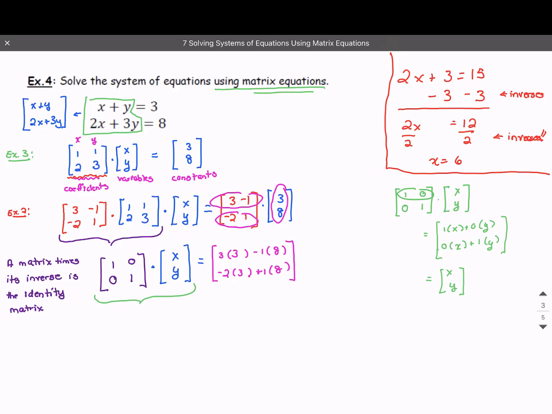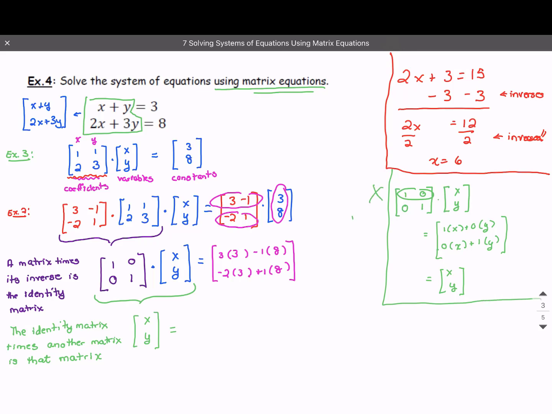Now we should know that answer is x, y already because we know that the identity matrix times another matrix is that matrix. So that means this work over here, you do not have to show, okay? Do not have to show.